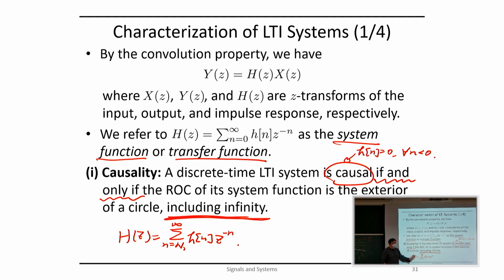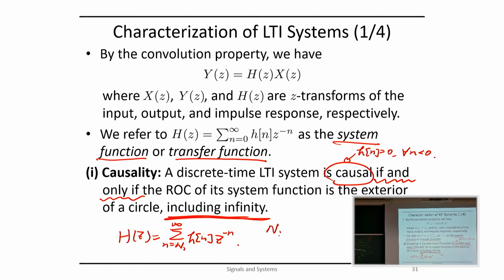So when is infinity not in the ROC for this? Infinity is not in the ROC when n1 is negative. When n1 is negative, you have a z term with a positive exponent, so that when z goes to infinity, this becomes unbounded. But if the system is causal, this means that n1 is greater or equal to 0.